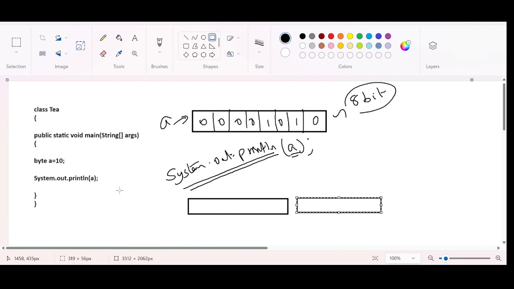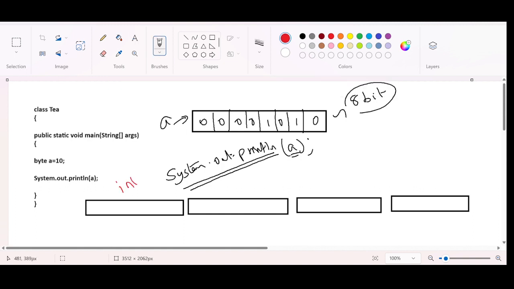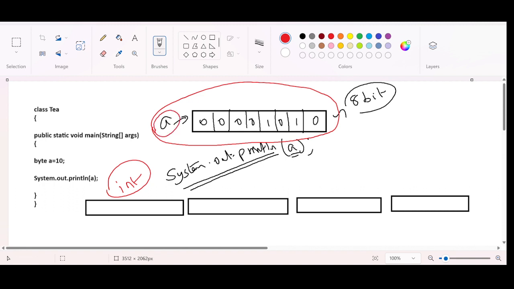So 32 bits is a combination of 4 bytes, each of 8 bits. Internally, 32 bits will be allocated, and 32 bits is nothing but memory for the integer data type. Don't get confused. This is what we have allocated: byte a equal to 10. When this value is accessed from the system.out.println, it will ensure that this byte data type is converted to the integer data type.